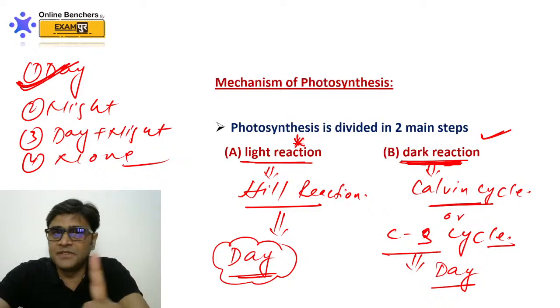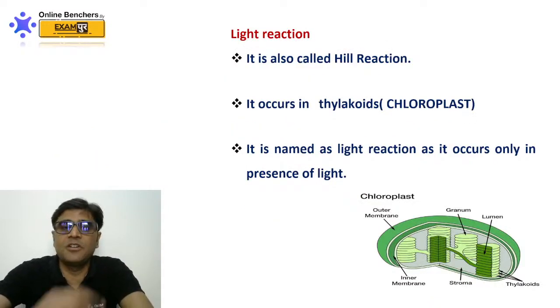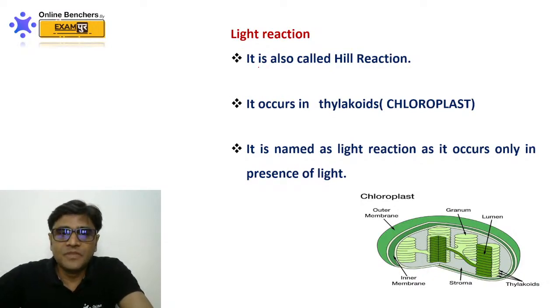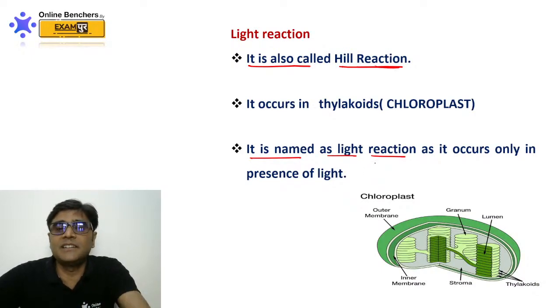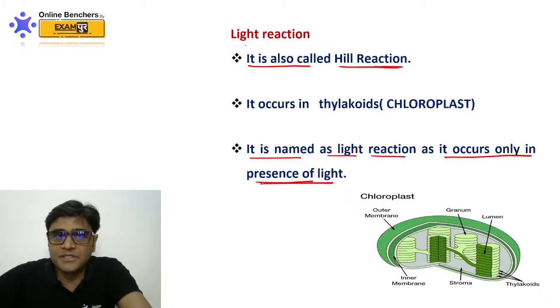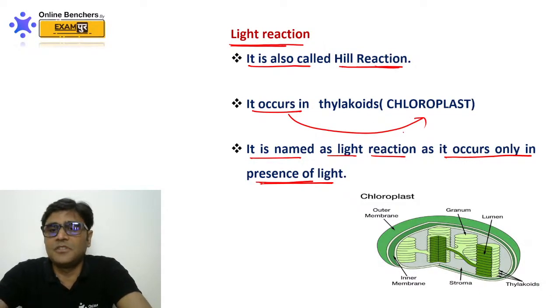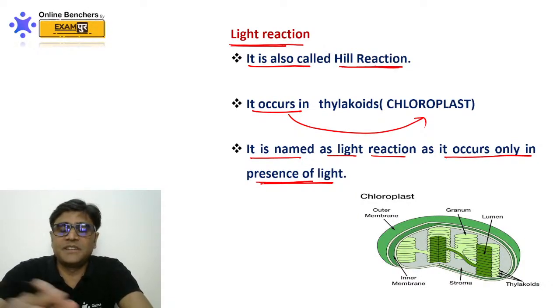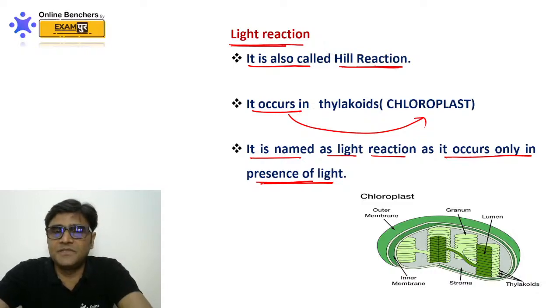Okay, so let us start with light reaction. When we talk about light reaction, it is also called Hill reaction. Please remember this point. It is named light reaction because it occurs only in presence of sunlight. Now the question is, where does the process of light reaction occur? Of course, it occurs in chloroplast, no doubt. But in chloroplast, which part does light reaction occur?